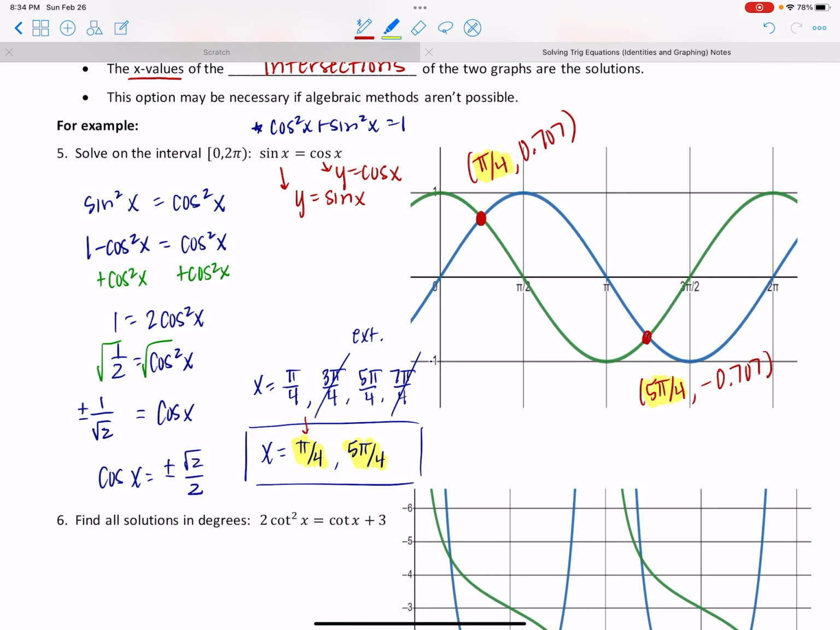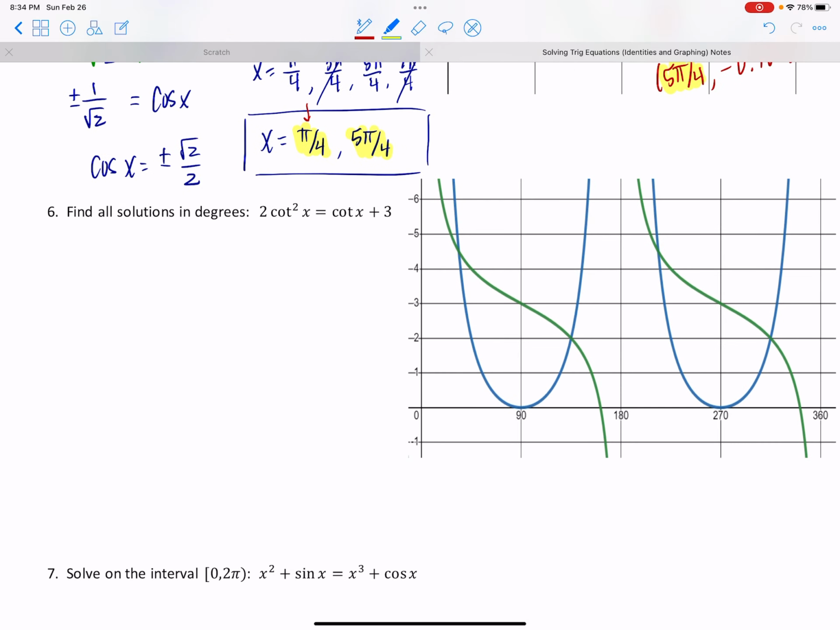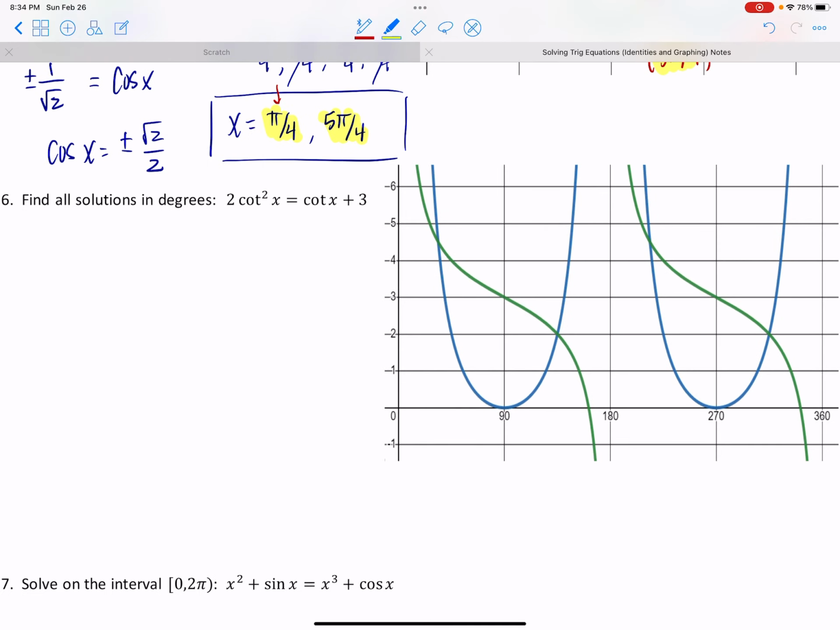So if we look at number 6, again, good practice for us to do some solving by hand, but I can already see I'm going to have a solution here, and this one says find all the solutions in degrees. So if I'm looking for solutions, I'd be looking for intersections. My calculator is going to do this really nicely for me here, but I can see a couple of them nicely right here, right smack in the middle of 90 and 180. So we're in quadrant 2 there. What's right in the middle of quadrant 2 is our 135 degrees. I can already see that's going to be a solution. And then the same here.